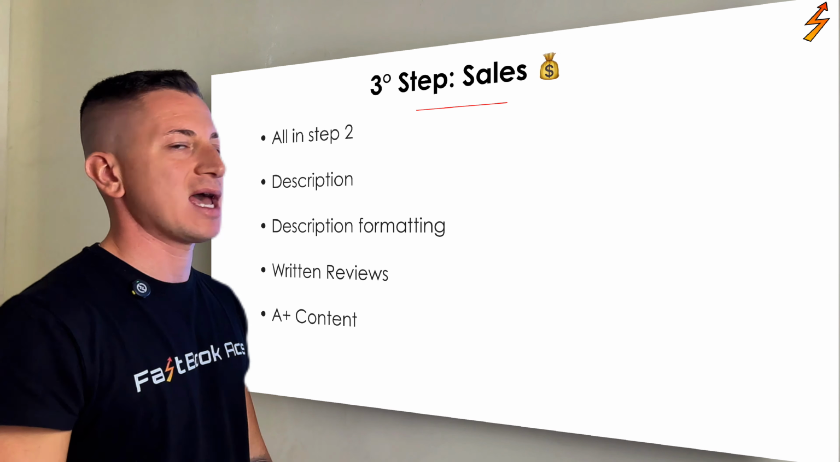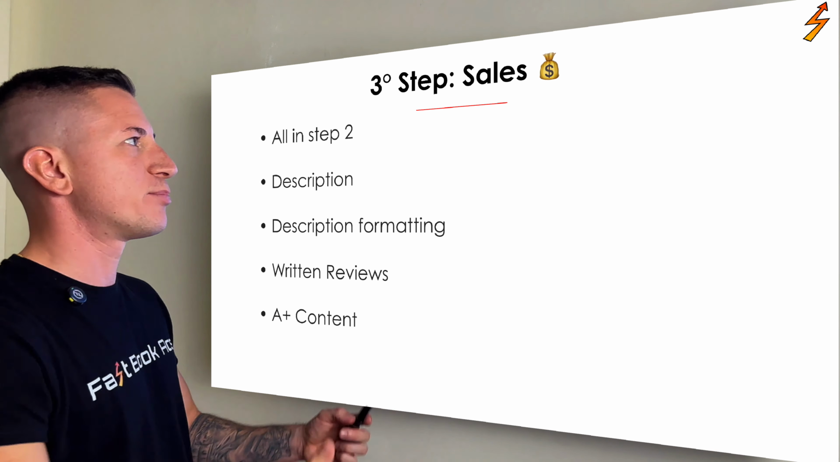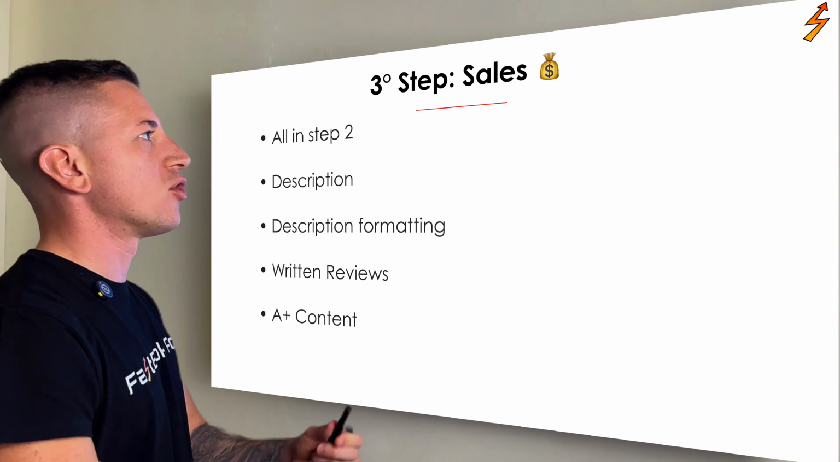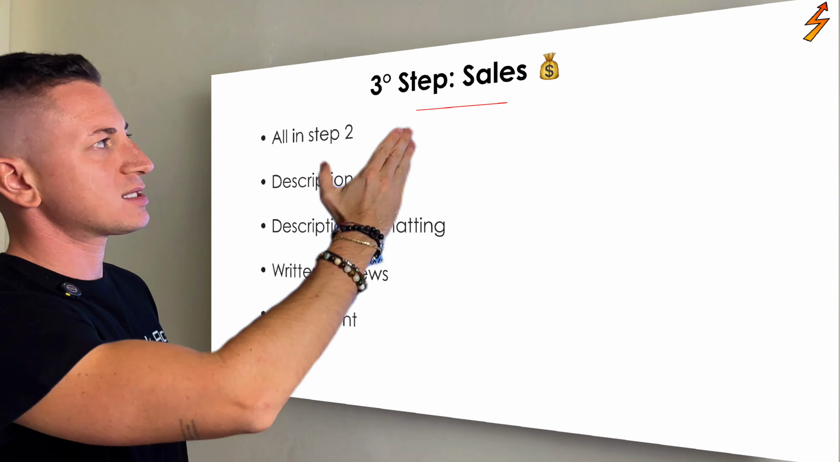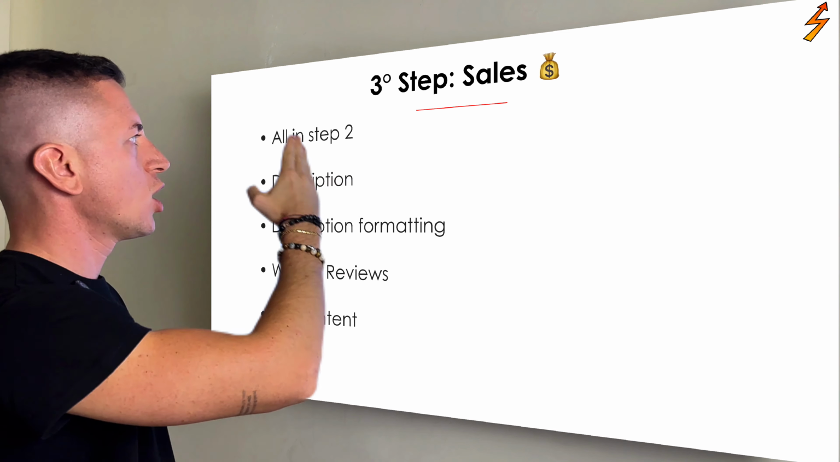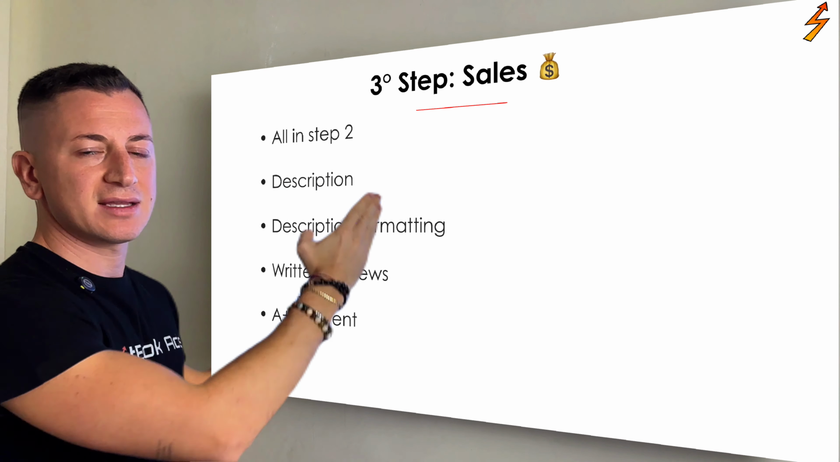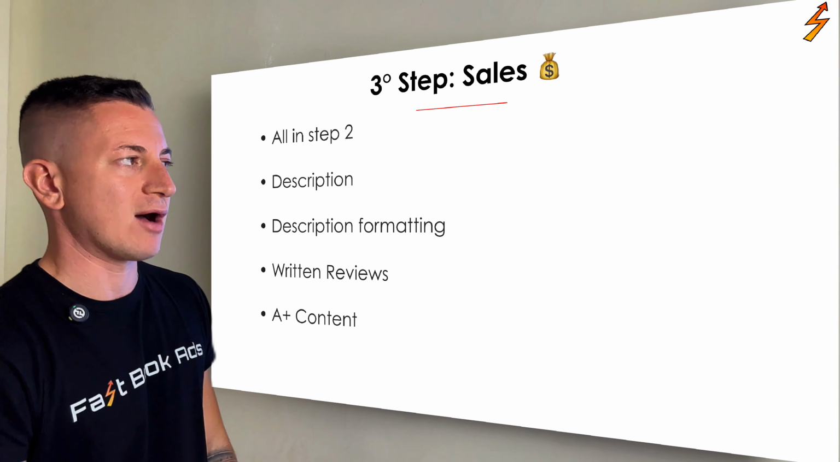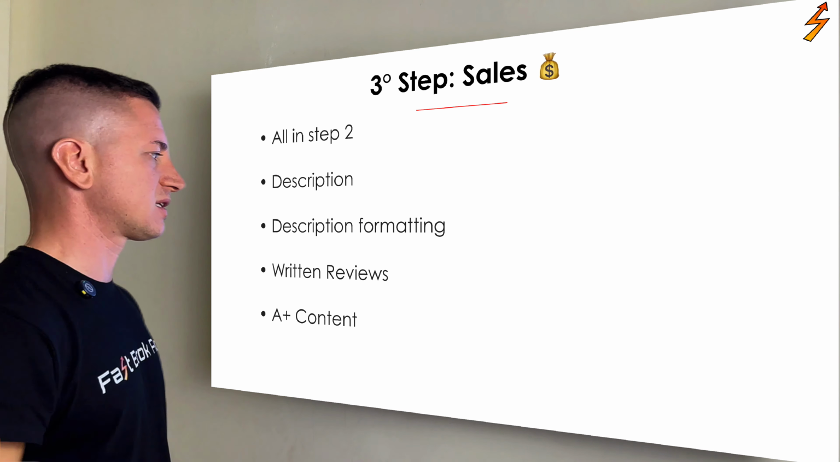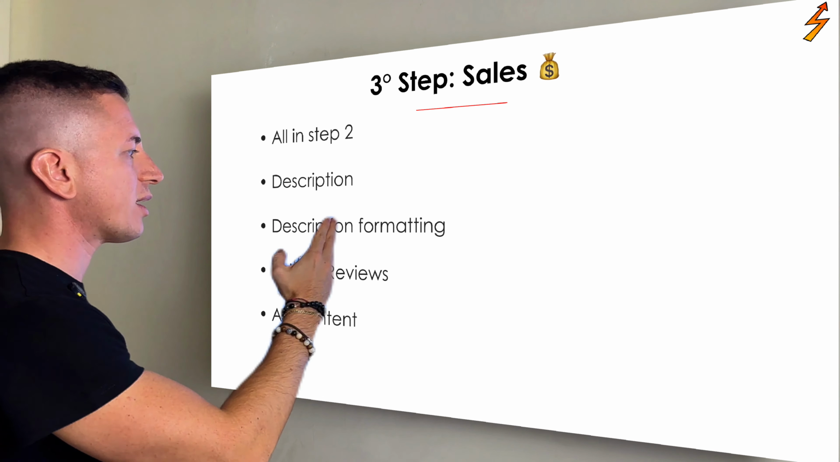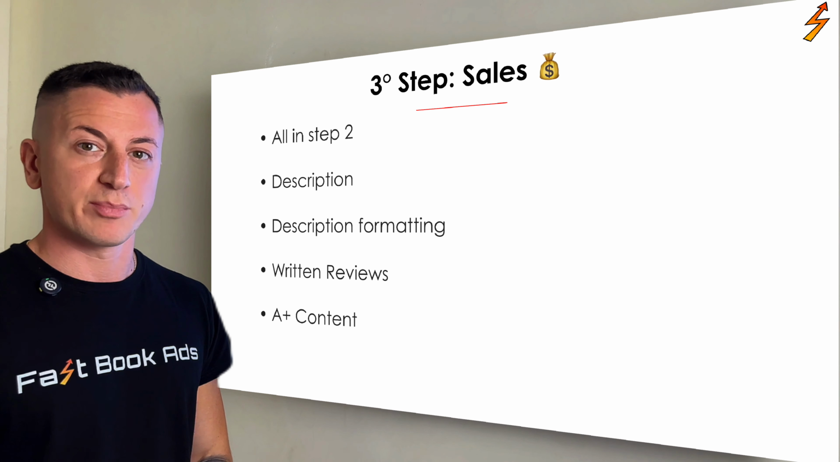Okay, third step, the last step, the most important step, and the most desired step: the step of sales. What influences sales? Everything is inside step number 2. So, for example, our cover, number of reviews, subtitle, and so on. Our description, our description formatting, very important, okay?